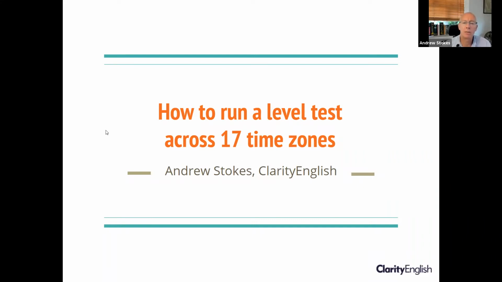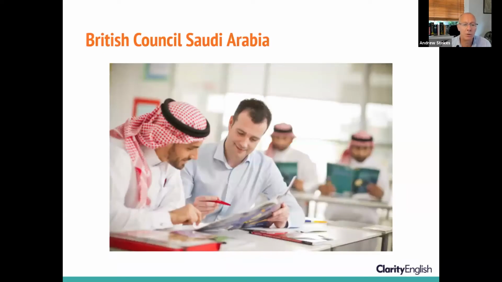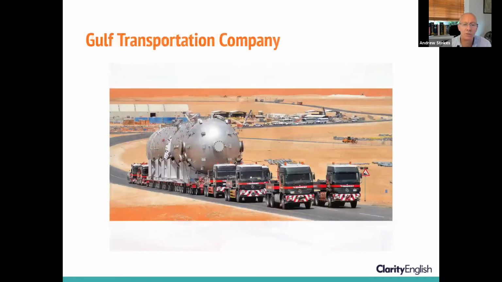Picture yourself as a British Council manager in Saudi Arabia. Let's take a look. There you are. You've secured a contract with a prestigious company. We'll call it the Gulf Transportation Company for data protection reasons. Magnificent vehicles there. This company wishes to employ 50 graduate engineers this year, which gives you an idea of its size. And it's received over 2,000 applications, which gives you an idea of its high profile.